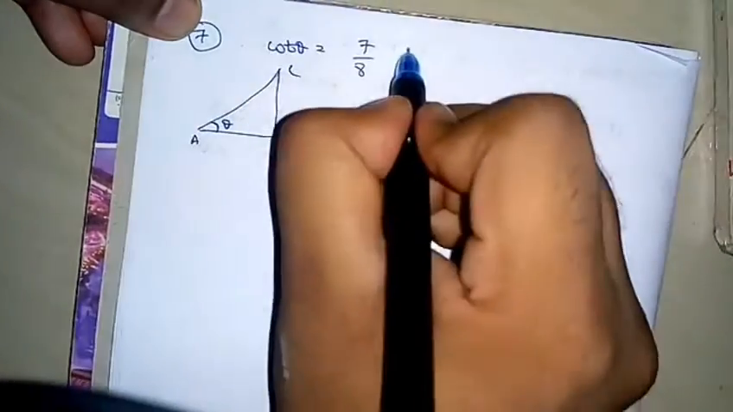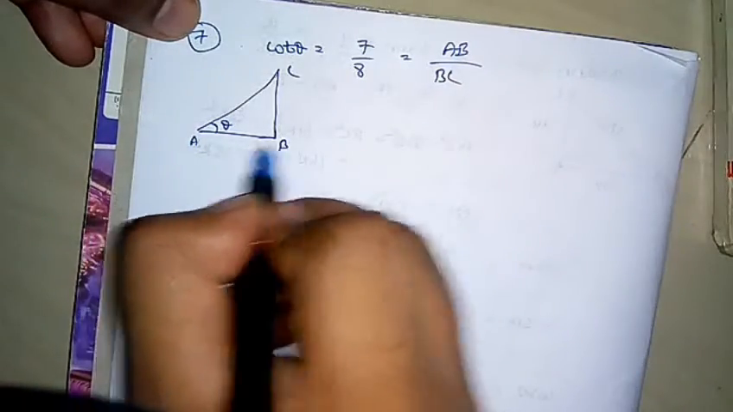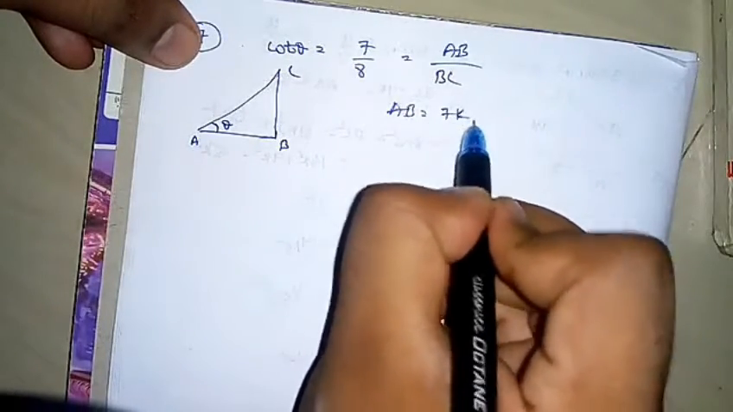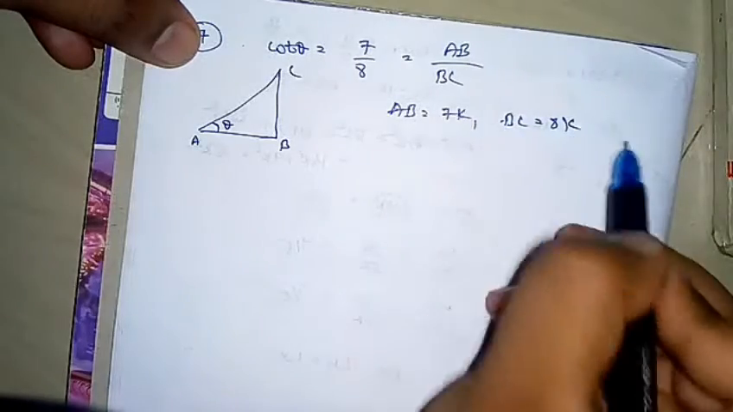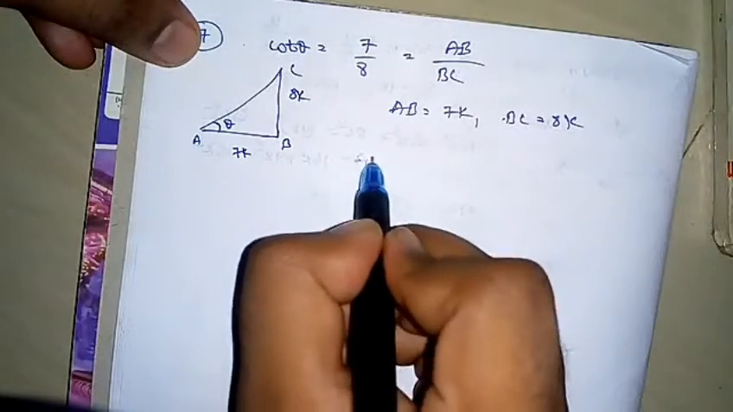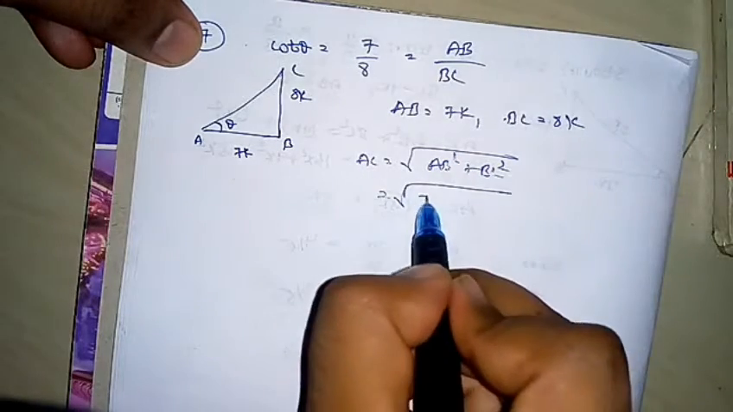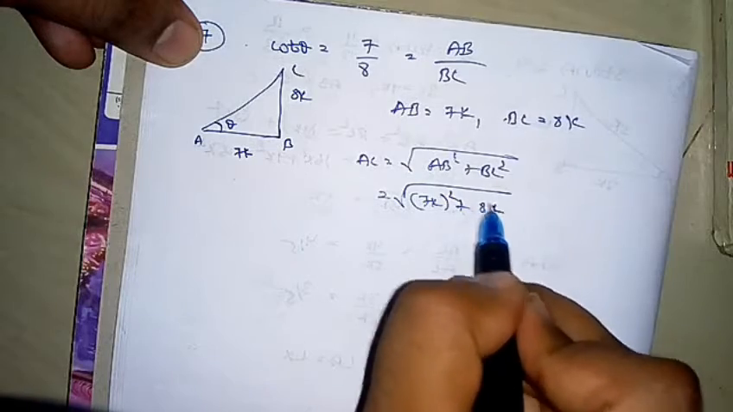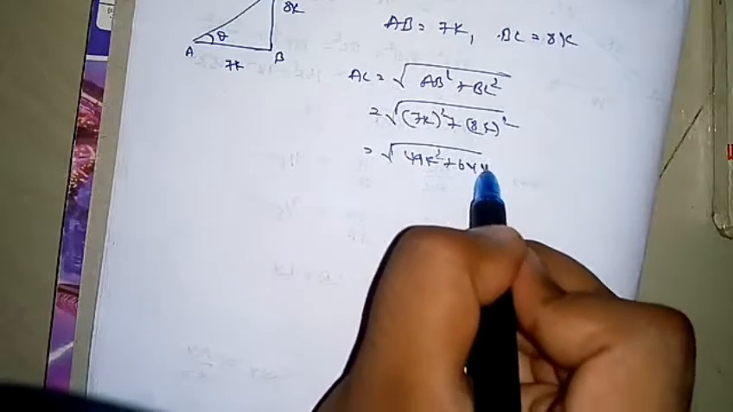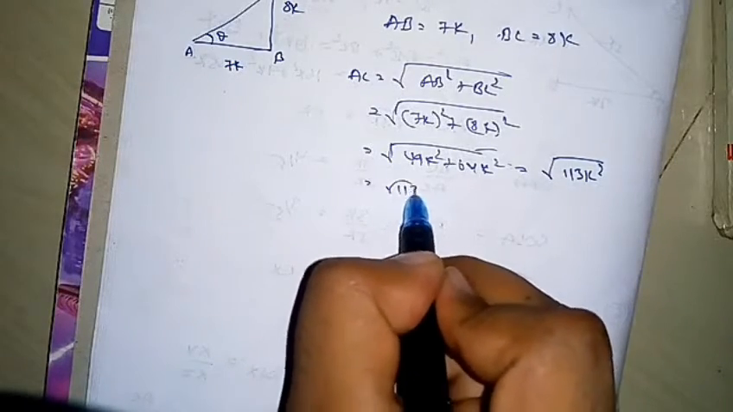You are given cot theta is equal to adjacent side AB by opposite side BC, which will be equal to 7 by 8. So AB is equal to some 7k and BC is equal to 8k. Now AC will be equal to under root AB square plus BC square, which will be equal to 7k whole square plus 8k whole square, so equal to 49k square plus 64k square is equal to 113k square, which is root 113k.